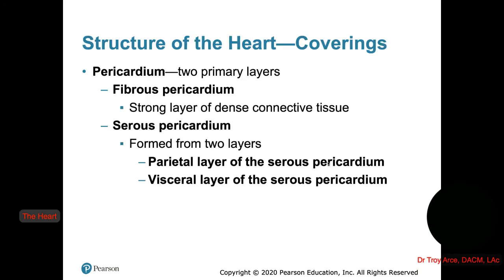The structure of the heart, the coverings, you have your pericardium. You have your two primary layers of the pericardium, your fibrous pericardium, which is a strong layer of dense connective tissue. All right, so that's your strongest layer, your most outer layer. And then your serous pericardium is formed from two layers. You have your parietal layer of the serous pericardium and your visceral layer of the serous pericardium.